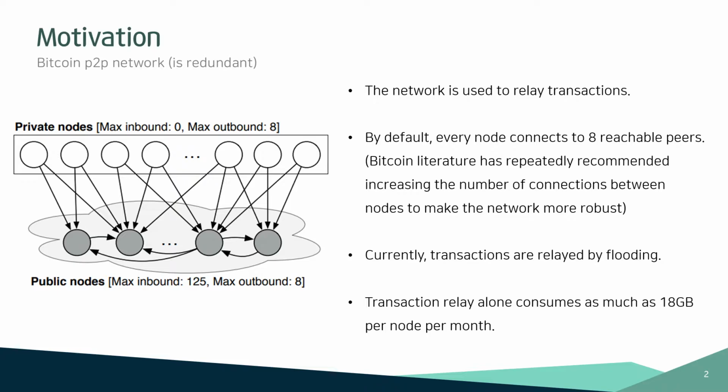So a transaction is created in a private node and passed to outbound-connected public nodes, which then propagate it. That method is called flooding, and relaying transactions through this flooding method alone uses about 18 gigabytes of bandwidth per month per node.